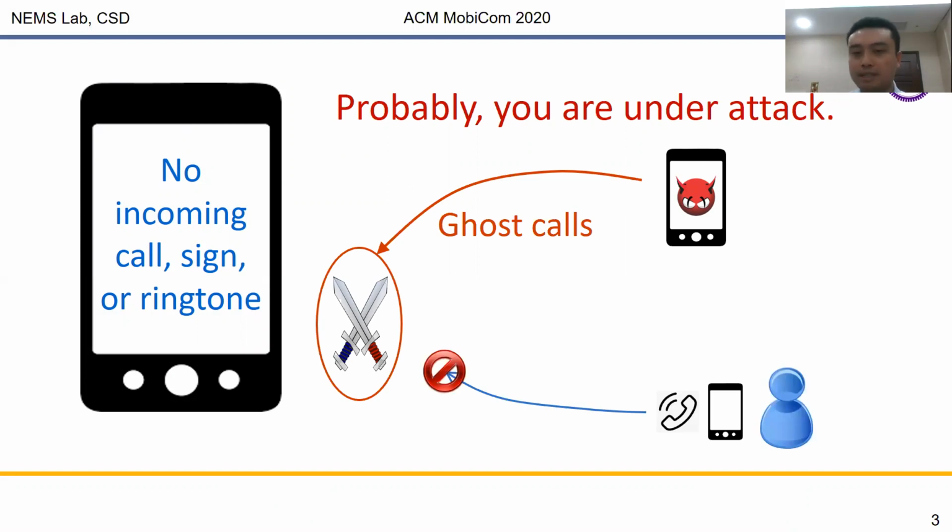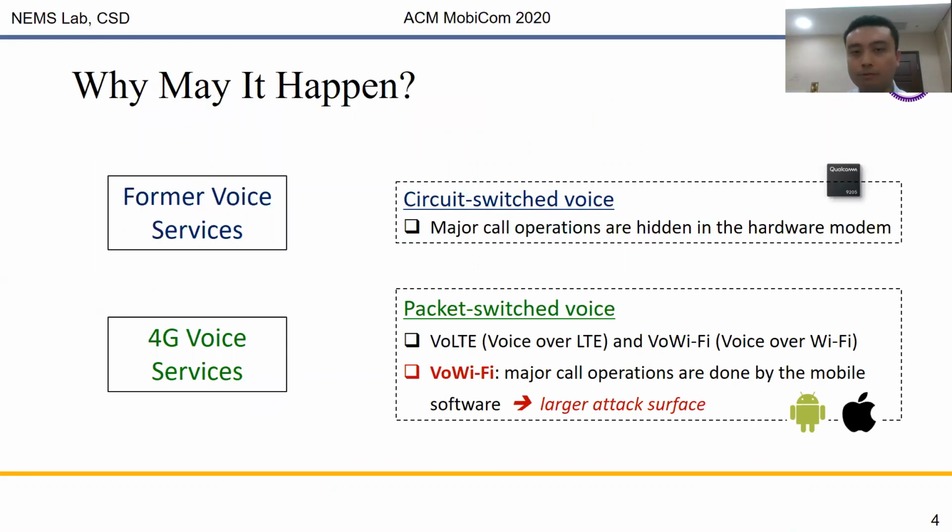Certainly, to launch the attack, the attacker just needs your phone number, and during the attack, there are not any signs on your phone. Different from the former voice services, all the major operations of VoWiFi, which is one 4G voice service over Wi-Fi, are done by the software. So it has larger attack surface. For example, once mobile OS is compromised, the VoWiFi traffic can be intercepted, analyzed, and even fabricated.